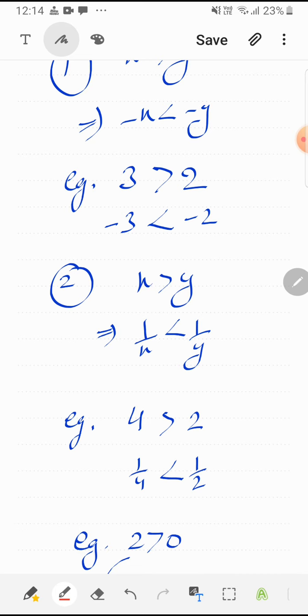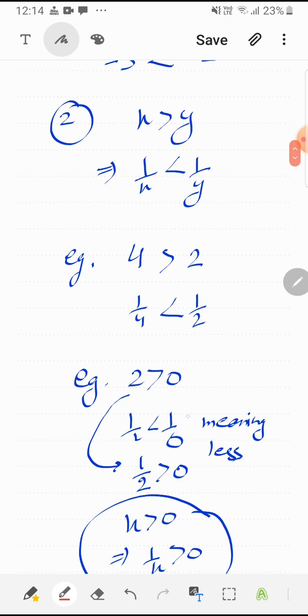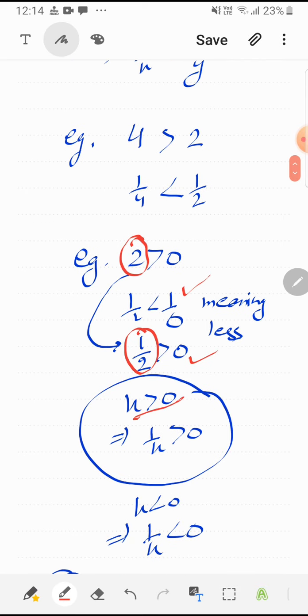Now one point is again very important regarding this rule: if 2 is greater than 0, then obviously 1 by 2 is also greater than 0. We can't write 1 by 2 less than 1 by 0. We can't operate any step in which 0 is divided. That is meaningless. And the reciprocal of a positive number is always positive. So we can say if x is greater than 0, 1 by x is also greater than 0. We should not write 1 by x is less than 0. Similarly, if x is less than 0, it implies 1 by x is also less than 0. So this is a very important thing.